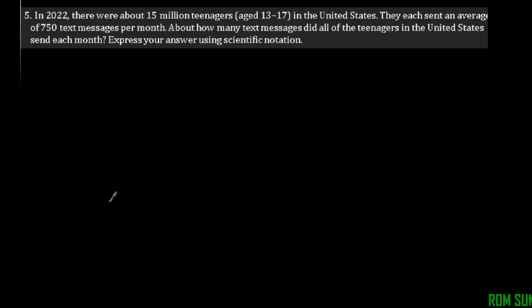All right, so now on the back, it looks like this. It says in 2022, there were about 15 million teenagers aged 13 through 17 in the United States. They each sent an average of 750 text messages per month. About how many text messages did all the teenagers in the United States send each month? It says to express your answer in scientific notation. So that means our answer will look like this.